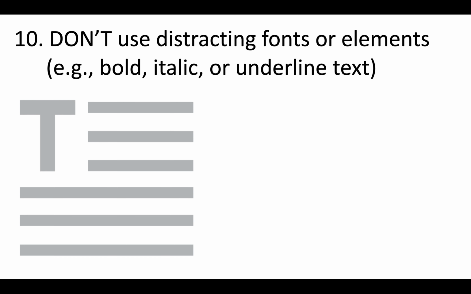Finally, don't use distracting fonts or elements. Try not to bold, italic, or underline text. Use basic things like this big T. Size denotes something that's important. Something that's smaller is probably a little bit less important. Use things like hierarchies, like we spoke about earlier in the do's section.